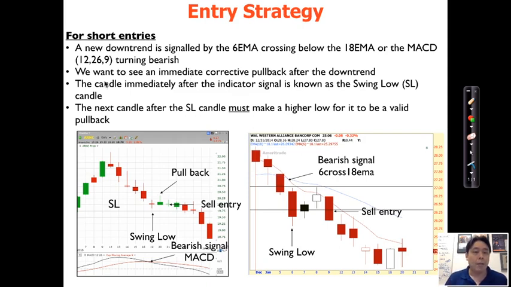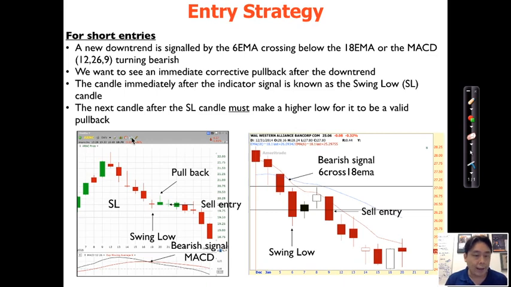Okay? The candle immediately after the indicator signal is known as a swing low candle. So right after the cross, we've got the swing low candle. And right after the swing low candle, the next candle must make a higher low for it to be a valid pullback. Okay? And that's when we can take a trade to go short on this stock.